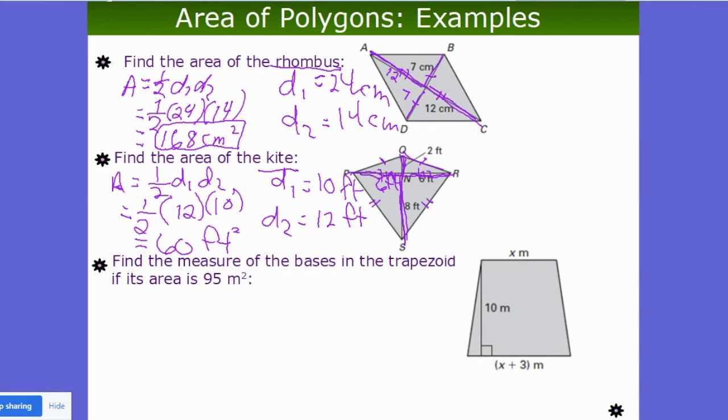And then finally, last example here is finding the base of a trapezoid. Area of a trapezoid, at least the way I think about it, is 1/2 base 1 plus base 2 times the height. The bases are these parallel pieces here, and the height is that perpendicular distance between them. So I have a bunch of stuff already, but I'm basically finding B1 and B2. So why don't I solve this for that?